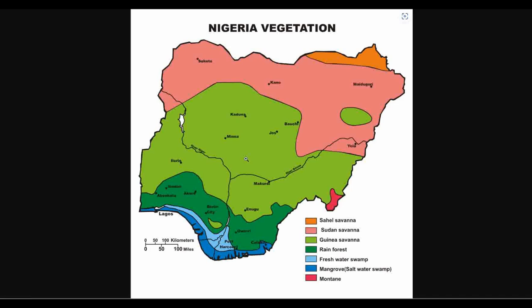The Northern Guinea savanna, however, could also be referred to as the Sudan savanna. Of course, we know where the Sahel is. The Sahel is here, and it's only made up of Borno and Yobe.